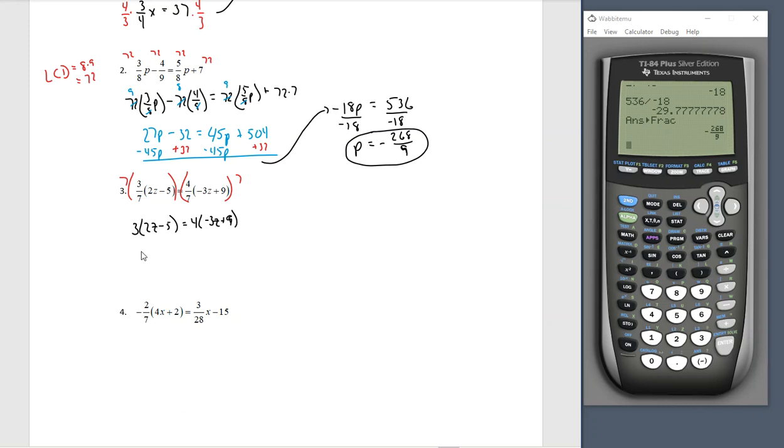So we distribute. 3 times 2z is 6z minus 15. On the right, we'll distribute the 4, minus 12z plus 36. Let's add 12z to both sides. I'll end up with, I'm going to write this up here, 18z minus 15 equals 36. Up in problem number 2, I did this all in one step. Some of you might prefer the 2-step method instead, so I'm going to use a little 2-step method. That is 18z equals 51.